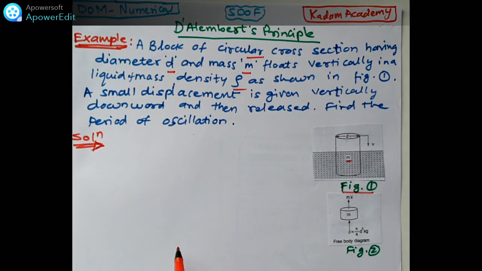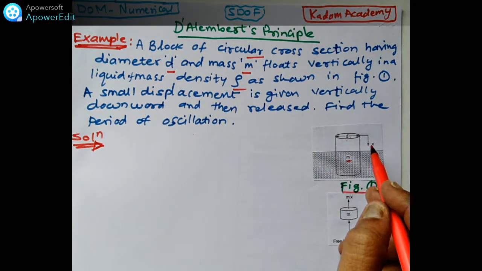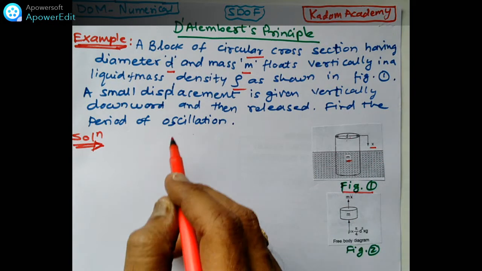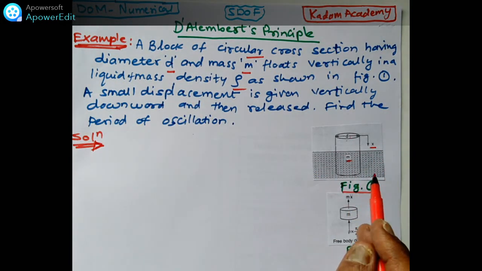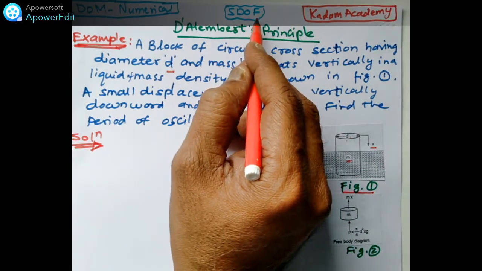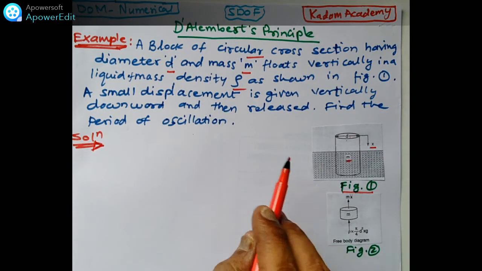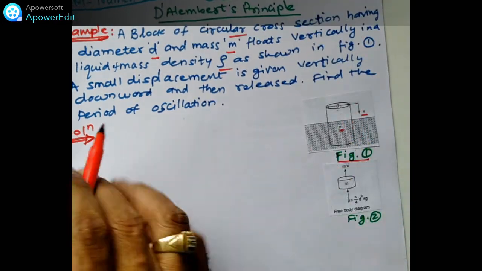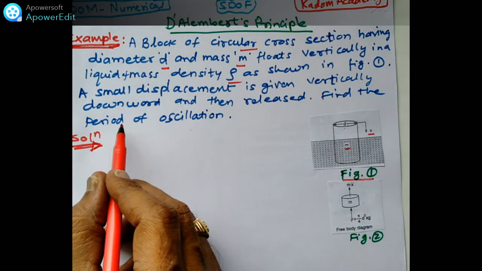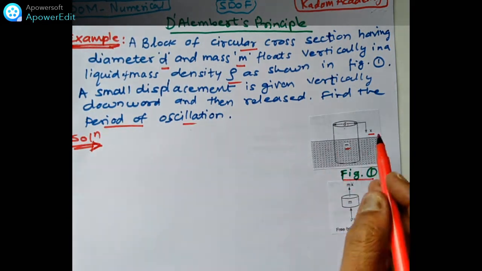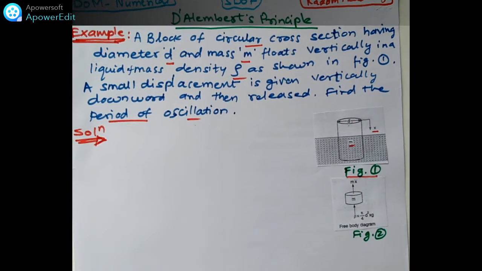Friends, here what we have to find out: when the displacement x is given in the downward direction and then released, as this is a single degree of freedom free vibration, we have to find the period of oscillation. How much time will it take to oscillate?